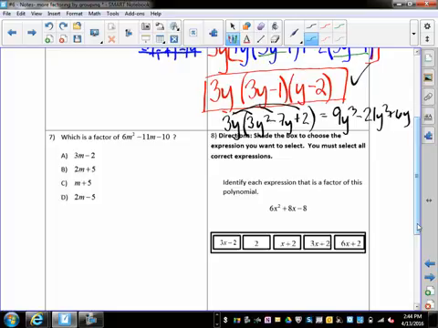Okay, so these are exactly like ones that are on the SOL. So let's start off with number 8. First things first, read the directions. What does it tell us we have to do? Shade. We're going to shade the box to choose the expression you want to select. On the computer, you will click. Sometimes they make you click and drag it. Remember that from previous years? You must select all correct expressions. Identify each expression that is a factor of this polynomial.